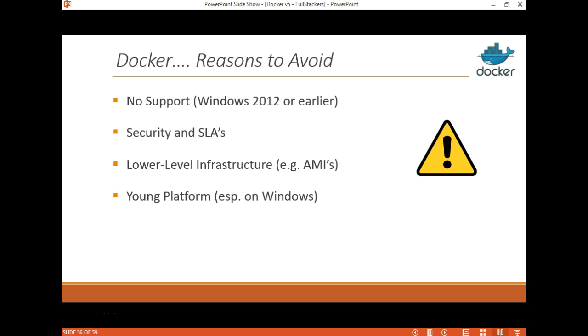So if there are concerns about the lower level infrastructure stuff, at that base level and the AMI level, the OS level, Docker is not really going to help you out there. And then it is still a young platform, even though the technologies that it leverages are decades old. Docker in particular is still an evolving ecosystem, especially on Windows, where Windows has been kind of brutal messing with these containers. So those are some reasons to avoid it.